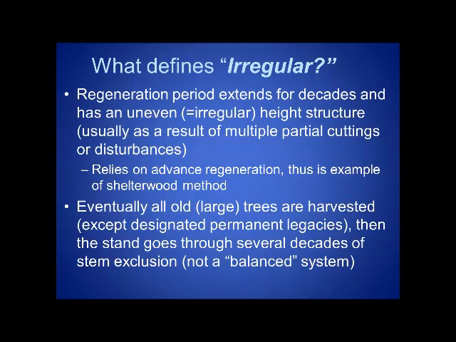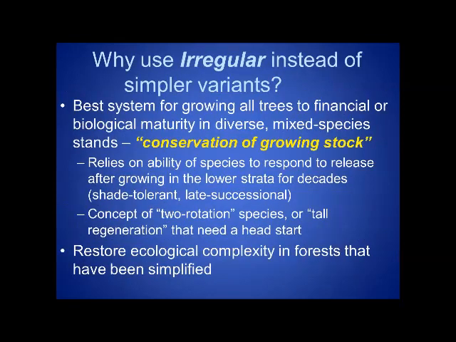Now, in a simple application, eventually all the old trees are harvested, except for any permanent legacies you're leaving for biodiversity, and then the stand would go through several decades of stem exclusion. So it's not a balanced system like single-tree selection would be, and it has a long drawn-out regeneration period. Why do we do this? And why do I like this?